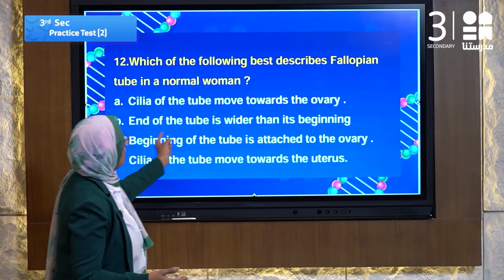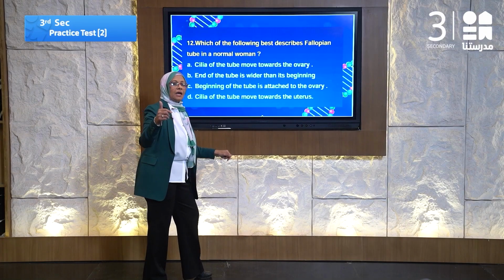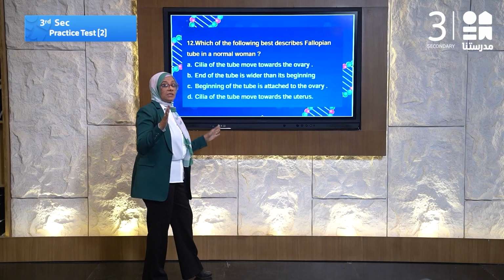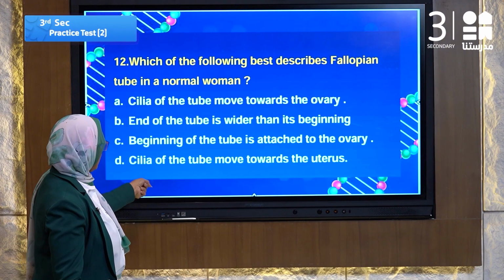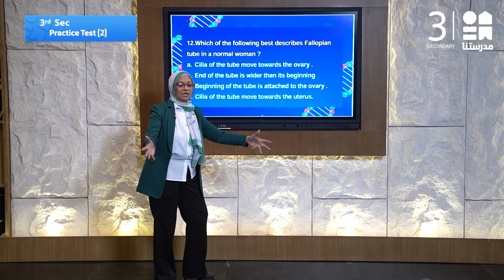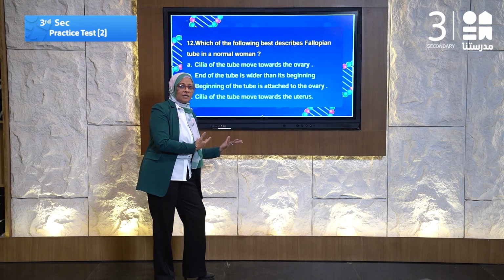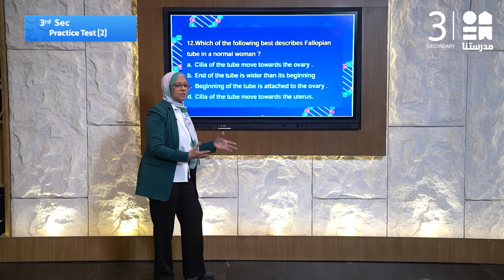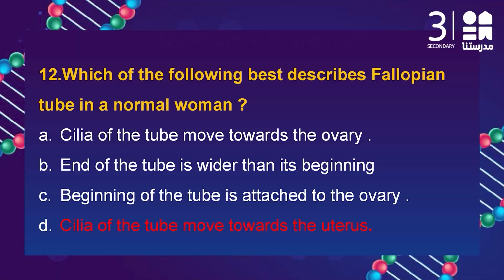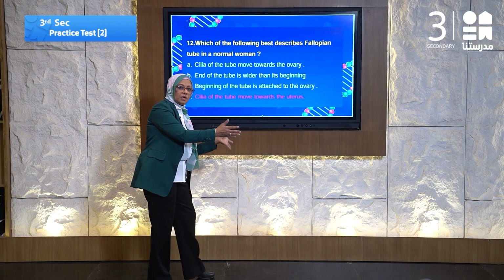C, the beginning of the tube is attached to the ovary. No. The beginning is at the ovary, not attached. D, cilia of the tube move toward the uterus. Yes, the cilia attract the ovum to go inside the uterus. Let's check the answer. Yes, the answer is cilia of the tube move toward the uterus and push the ovum to go inside the uterus.